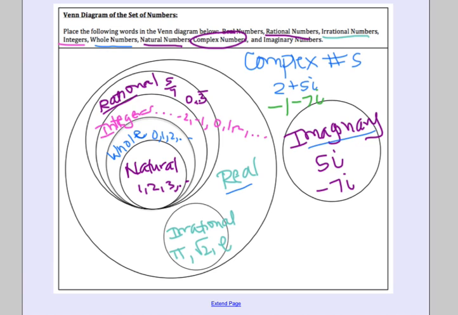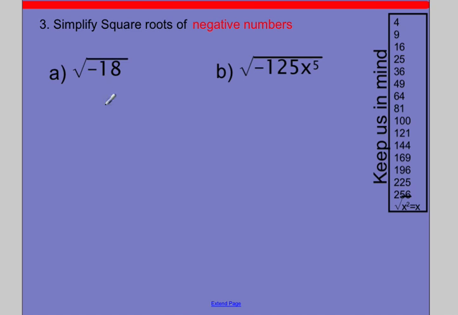Okay, so let's go ahead and do some work with some imaginary numbers. Simplify square roots of negative numbers. So it's going to be the same as what we have done, but now we're going to be including i. So for 3a, I would just start out by writing -1 times... Now let's think about 18. What's my perfect square in 18? 9. So 2 times 9.